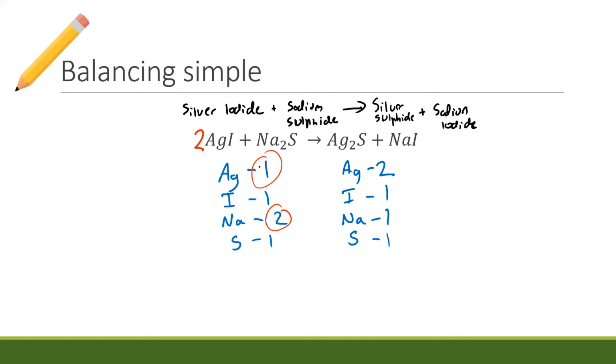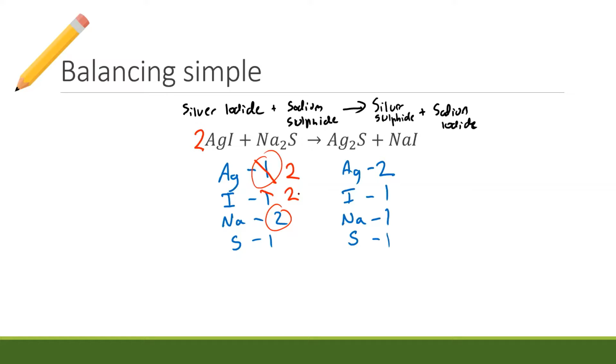Why? Because then I can change this 1 into a 2, and now the silver is balanced. But if I put a 2 there, what have I also changed? The iodine. How many iodines have I got now? Two on the left. I balanced out the silver, but now I've made the iodine unbalanced.